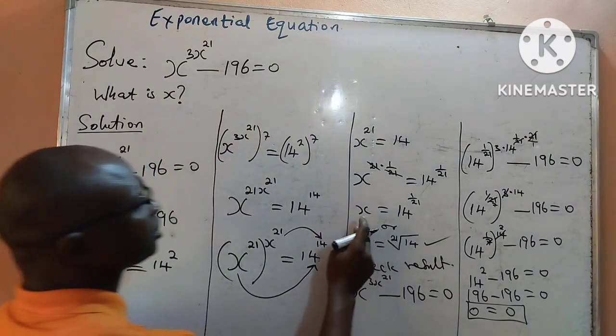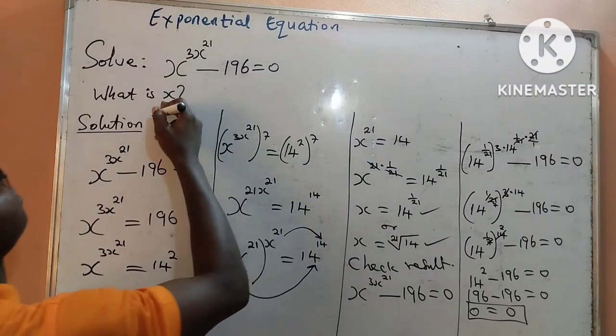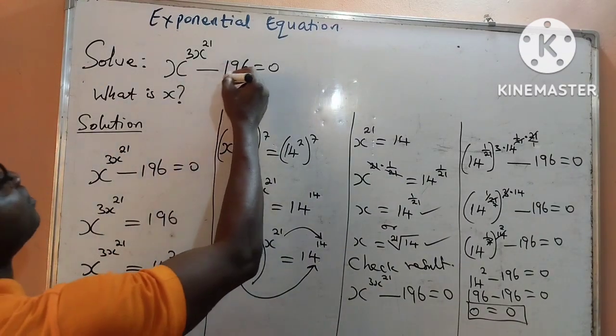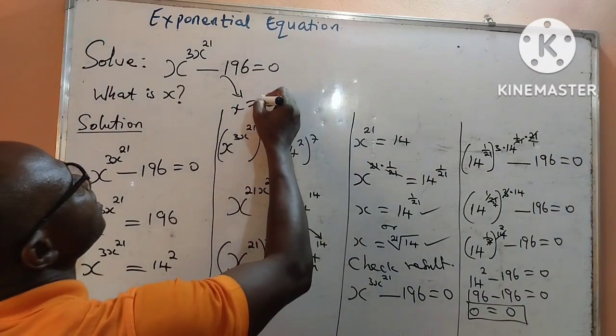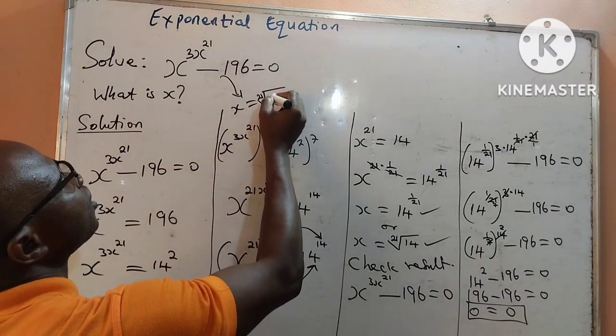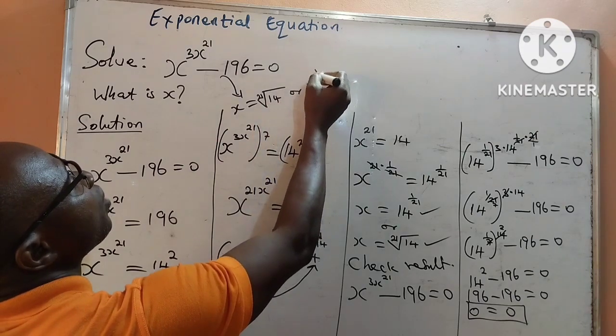Authenticating the answer we got for the value of x. So in conclusion, the question asks us to find the value of x. And our answer for the value of x is the 21st root of 14 or 14 raised to power 1 all over 21.